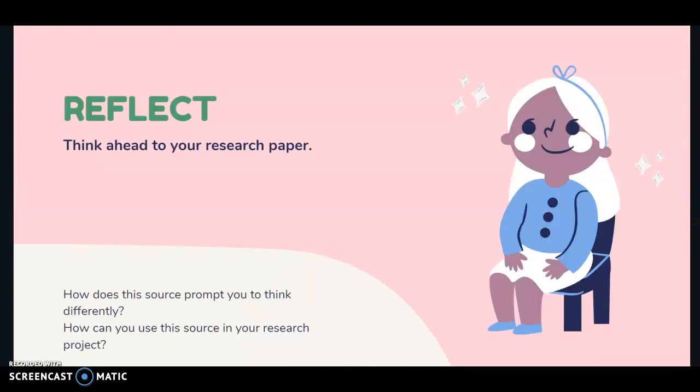And thinking about that, another component you can include in your annotation is just reflection. And this is an opportunity for you to articulate how this source is going to be useful for your research paper. So thinking ahead, more future focused. And you might answer some questions such as, how did the source prompt you to think differently about your topic? And also, how can you use this source in your research project? So summary, analysis, evaluation, and reflection are all things that should go in that entry for the annotated bibliography.